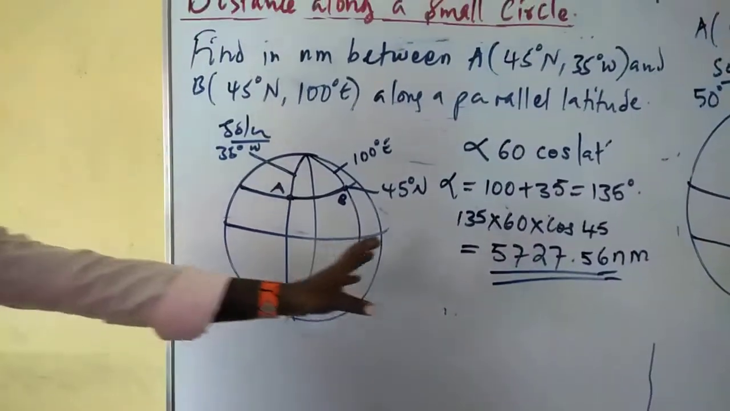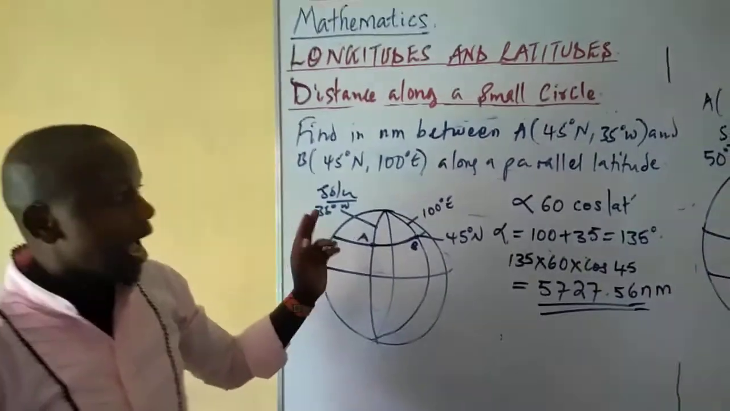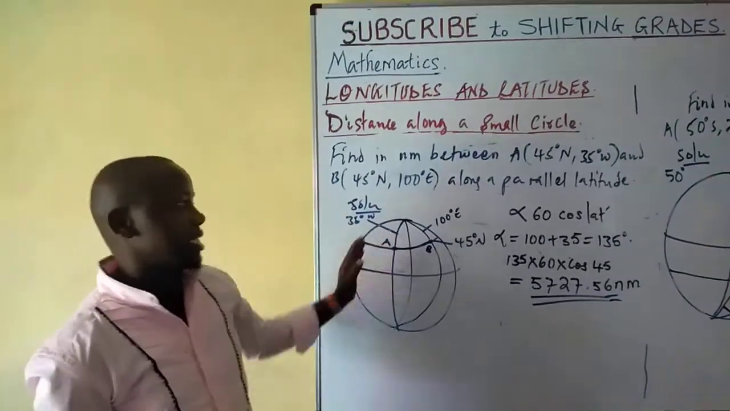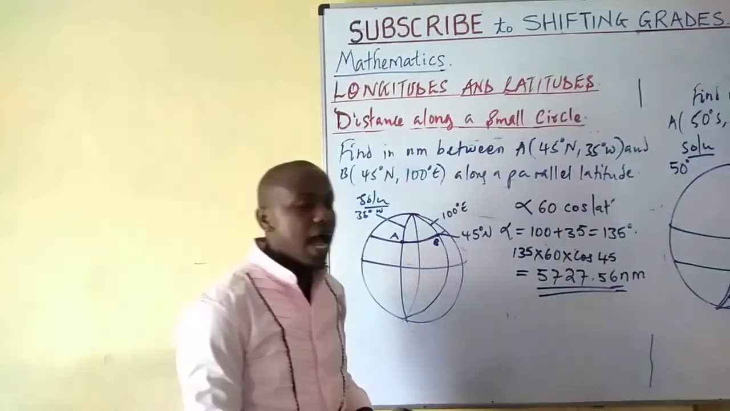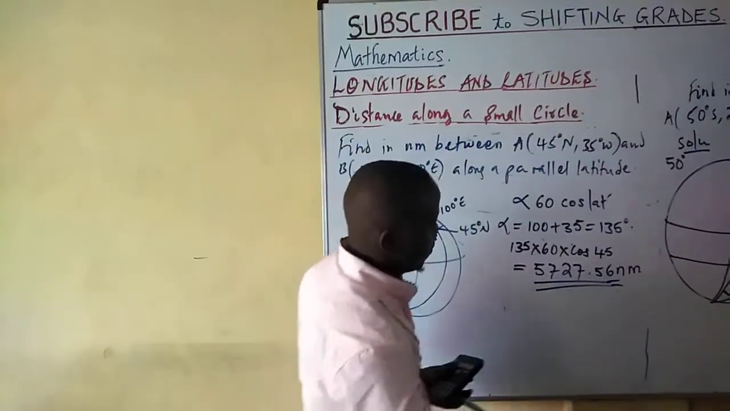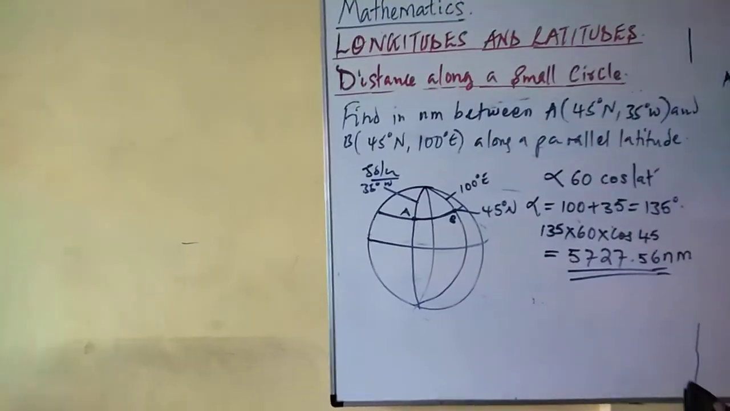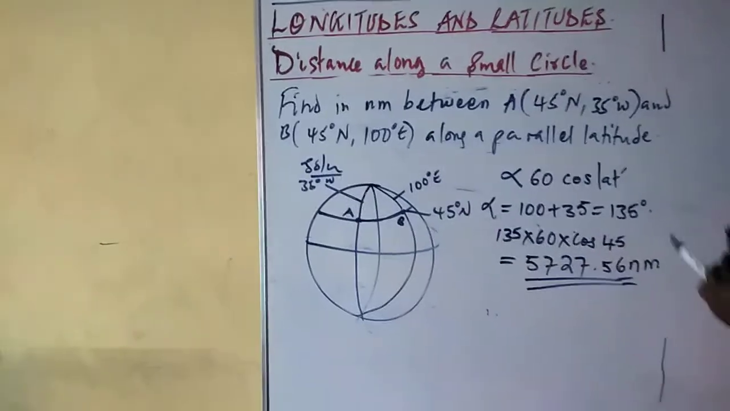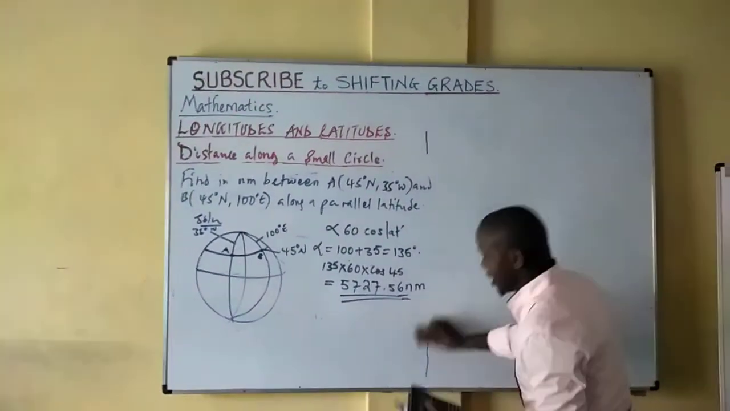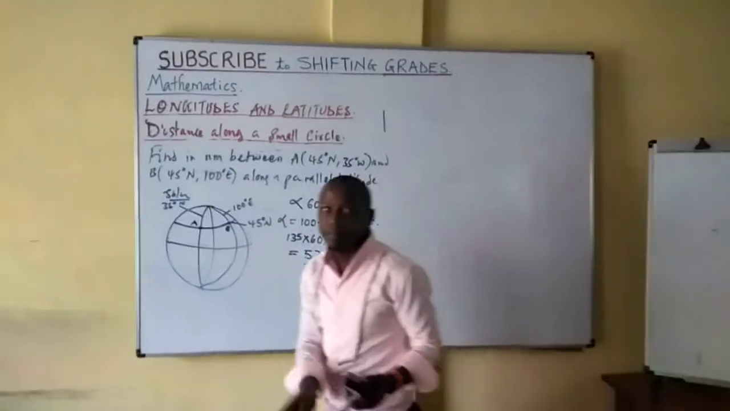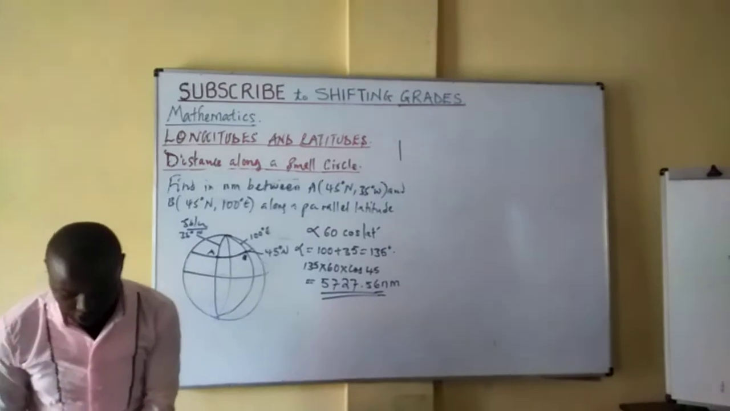Therefore, that's how we get the distance along a small circle, because the two places are on a parallel of latitude. And we said that latitudes are small circles, so the two terms can be used interchangeably. You can be asked about a small circle or along a parallel of latitude. It's upon you to know that it is just the same language. Another question, so that you may look at something else.